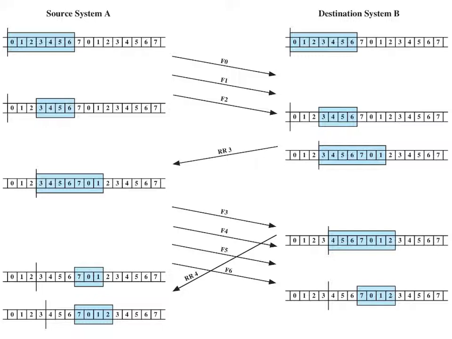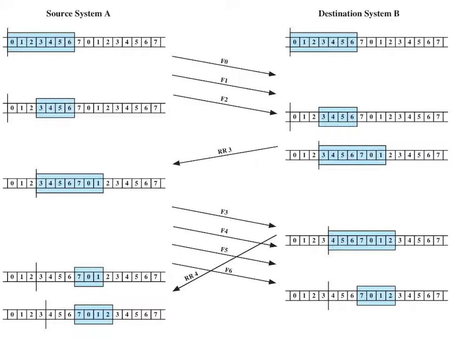Now, here's a new concept. We send back an acknowledgement. Okay. B received 0, 1, and 2. Let's say it processes all three of them. Done. Finished with 0, 1, and 2. They're completed. Let's send back an ACK telling A, I have finished with 0, 1, and 2. The next one I expect is 3.